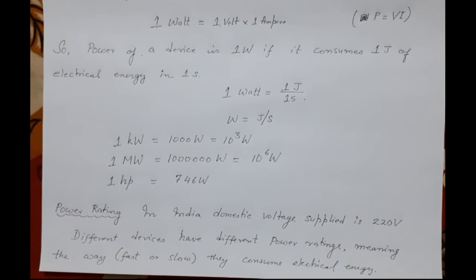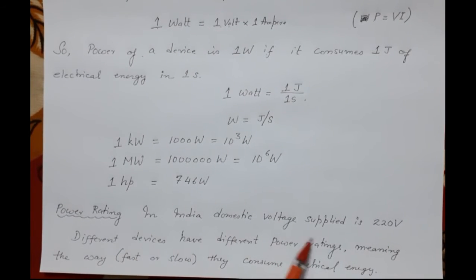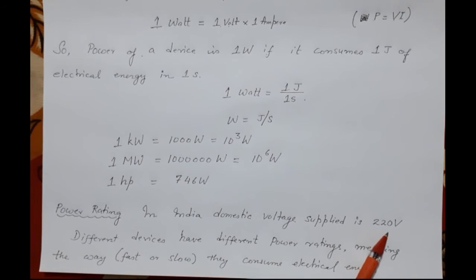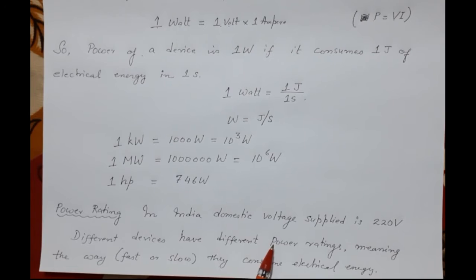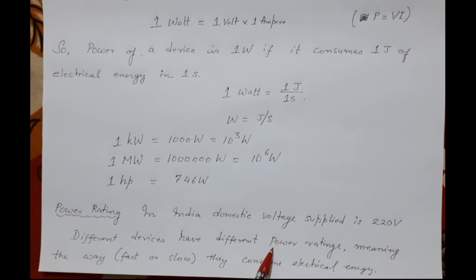Now power rating. In India, the domestic voltage supplied is 220 volt. Everywhere it will be 220 supplied to the homes. Domestic means homes, but different devices will have different power ratings. Some bulbs will be 60 watt, some other devices 100 watt, some 200, like your television 400 watt, and the fridge will have some other watt. All the things will have their own watt, W.